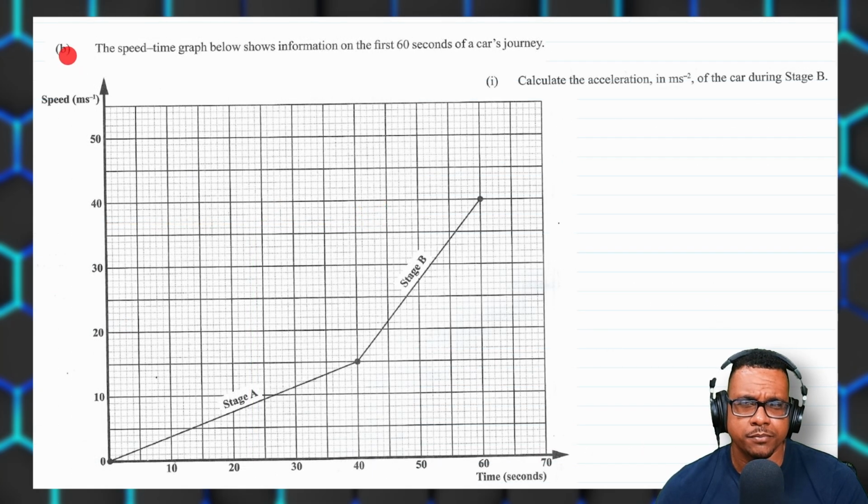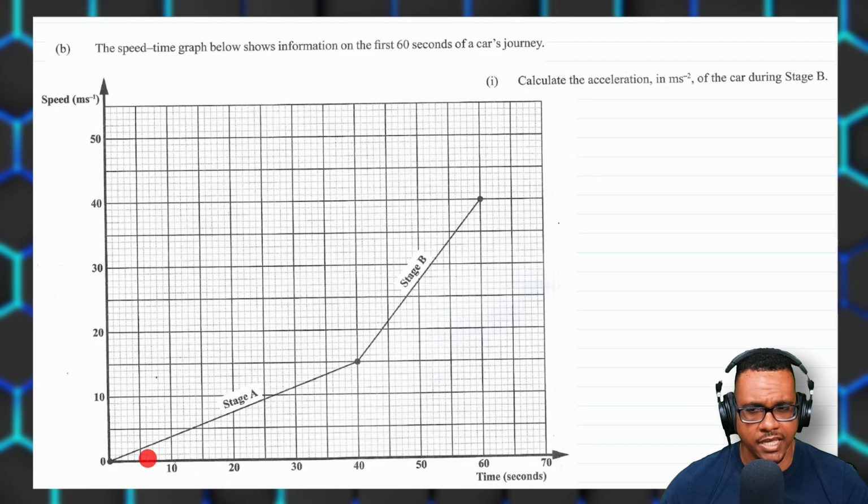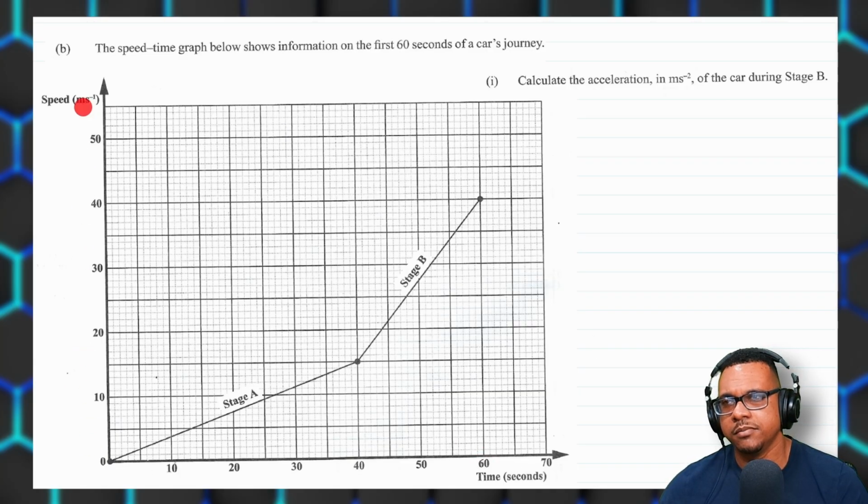So moving on to part B of this question, we have the speed time graph below showing the information on the first 60 seconds of a car's journey. So that's the graph. We have time below here, from 0 to 60, that's the car's journey. Here we have the speed in meters per second, so the distance is in meters, and of course the time is in seconds.